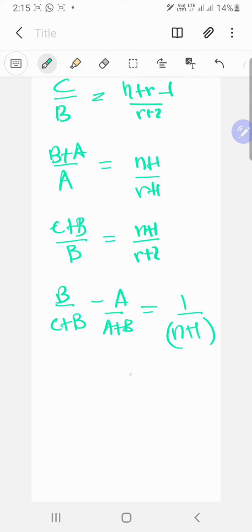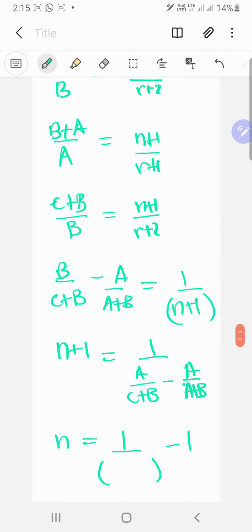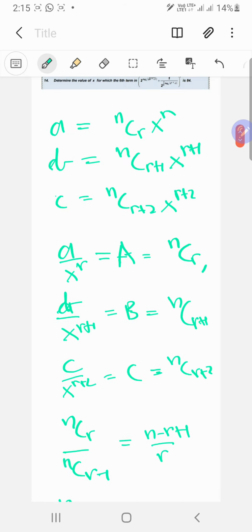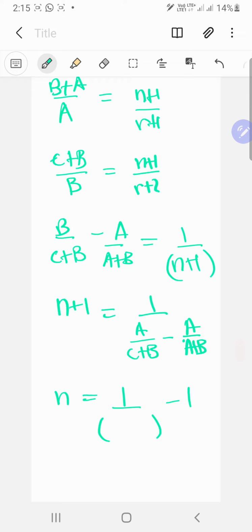So let's simplify, or let's not simplify. n plus 1 is equal to 1 upon all this stuff, b upon (c plus b) minus a upon (a plus b), and subtract 1 on both sides, it's going to be 1 upon all this stuff minus 1. And then you can put the values of a, b, c as we defined them: a upon x^r, b upon x^(r+1), and c upon x^(r+2). And there you go, you got a formula which doesn't look very satisfactory. Maybe you could simplify it and then it will be usable, but I think it's better to just derive it every time. So yeah, I will see you in the next one.